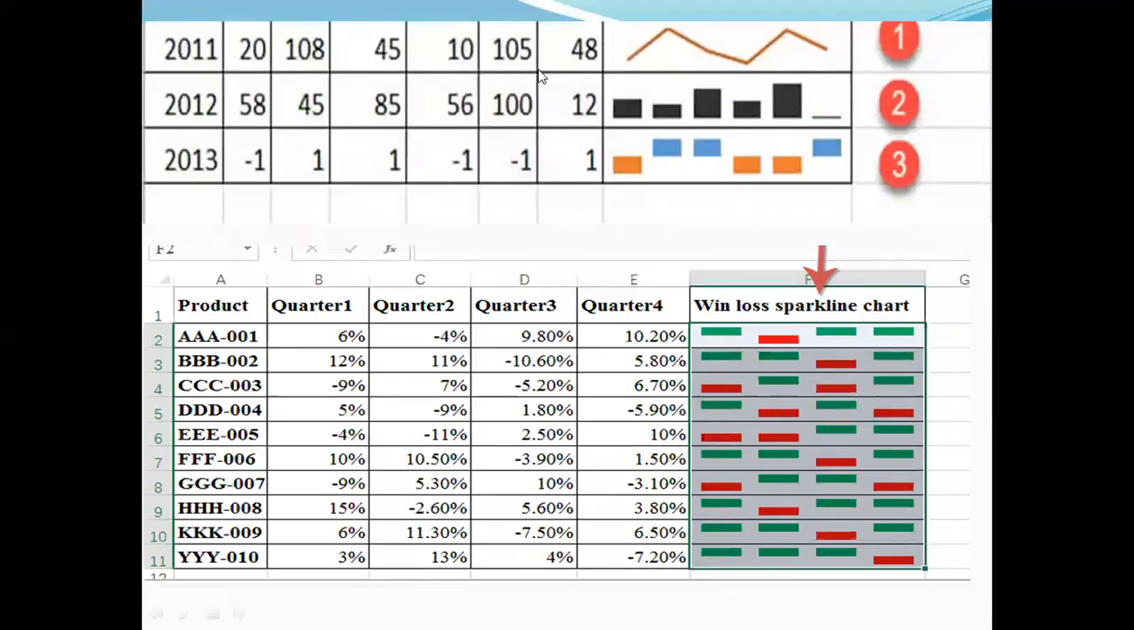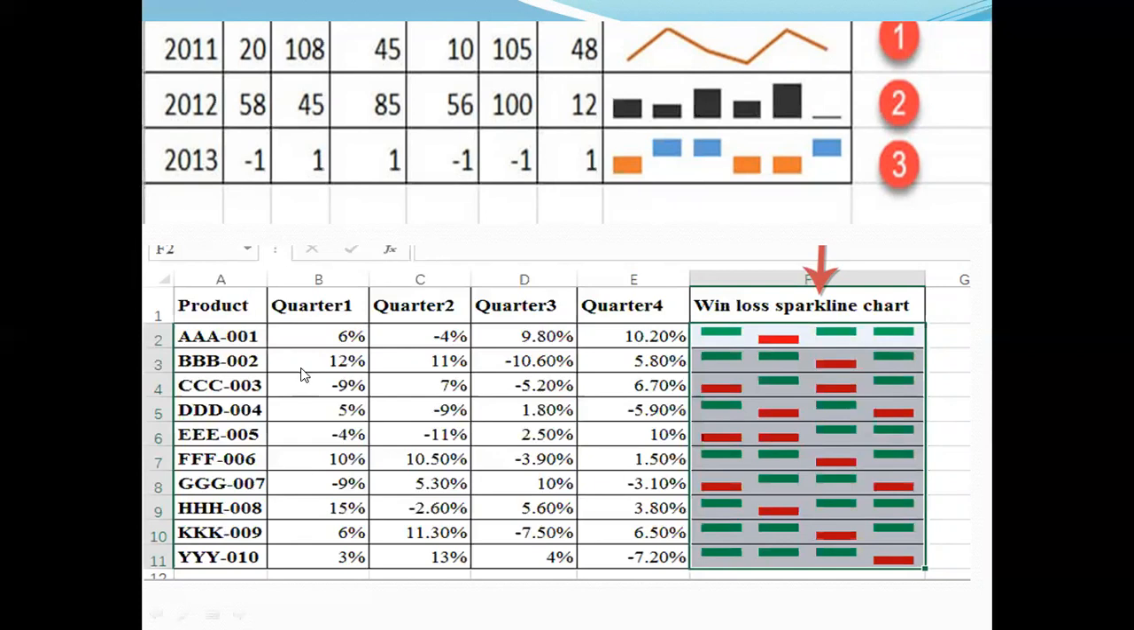So you can see this is only one table, and depending on this one table, at the end of each row, this chart is drawn. So this is line, this is column, and this is win-loss. Generally, different types of charts are drawn from a table, but Sparkline is a unique chart. Here we can draw many charts at the end of the series, so for each series we can choose one chart.